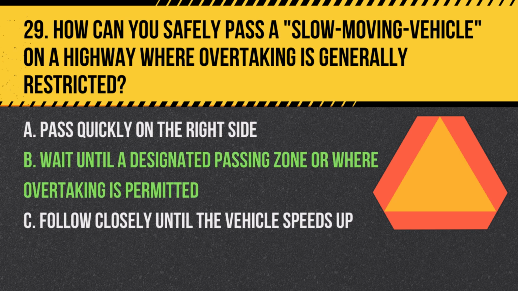Answer. B. Wait until a designated passing zone or where overtaking is permitted. Safety and legality are paramount when passing a slow-moving vehicle on a highway. Wait for a clear and legal passing zone to overtake safely.